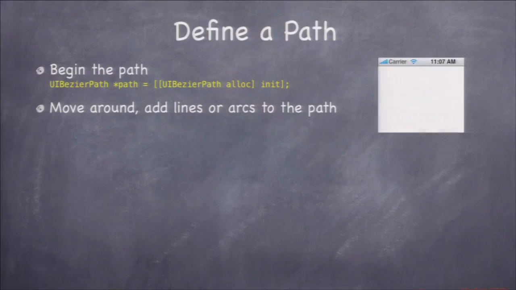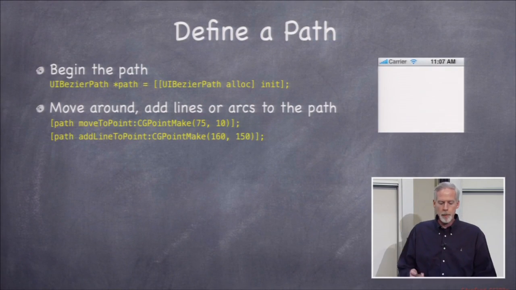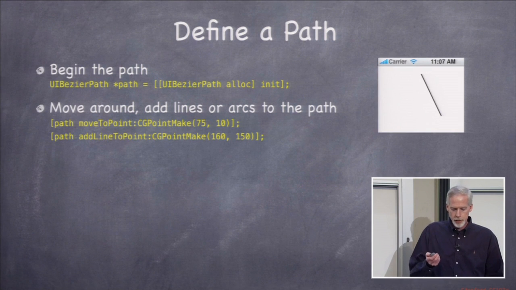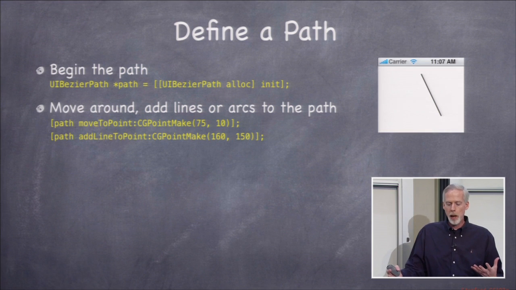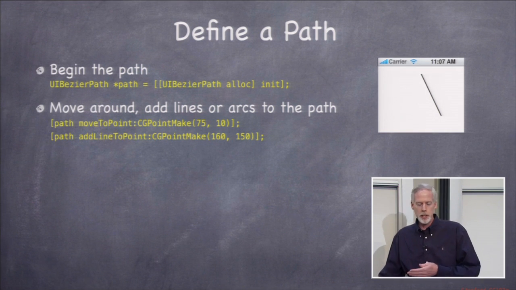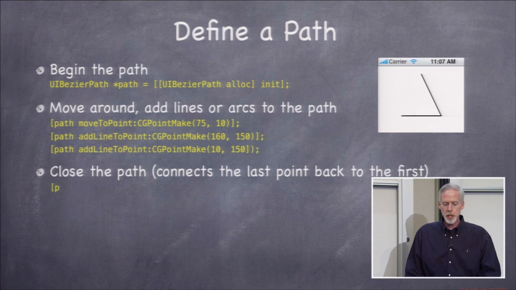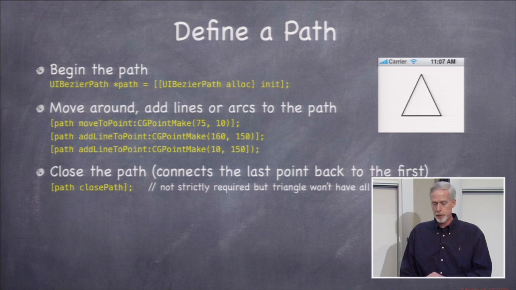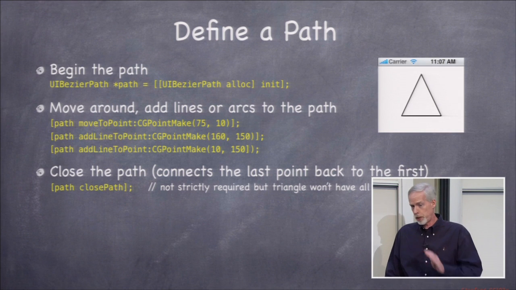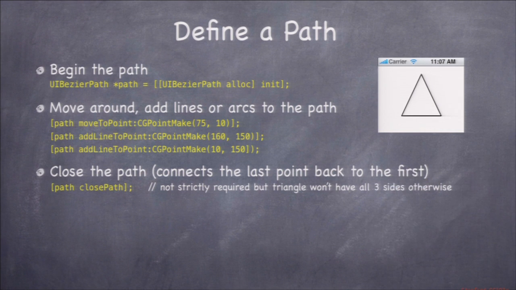Okay, so how do we define a path? Let's say we want to do a triangle with UIBezierPath. We alloc init a UIBezierPath like this. We move to wherever our starting point is. So I'm going to move to the top there, 75 across and 10 down. Then I'm going to add a line going down to 160 across and 150 down. I'll add another line to come back to 10, 150. And then I'm going to close this path by calling closePath. That draws a line back to where I started. So I have a nice triangle there.